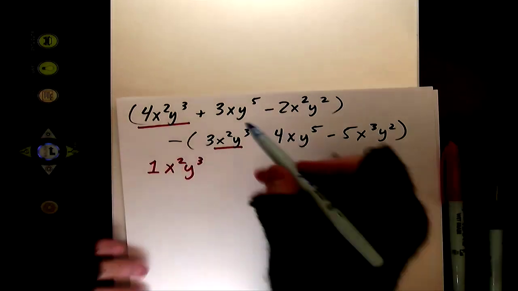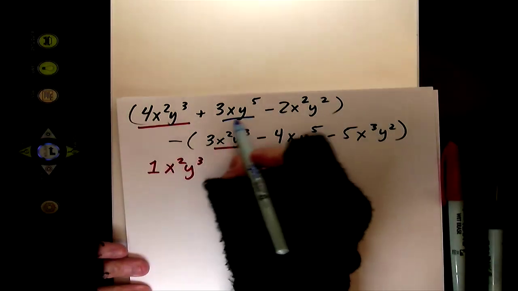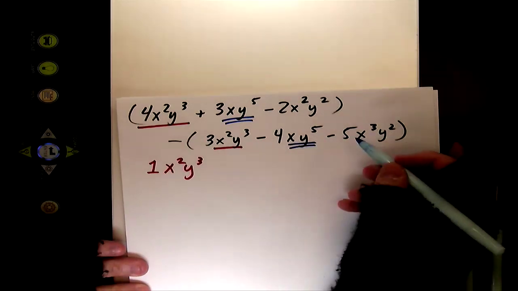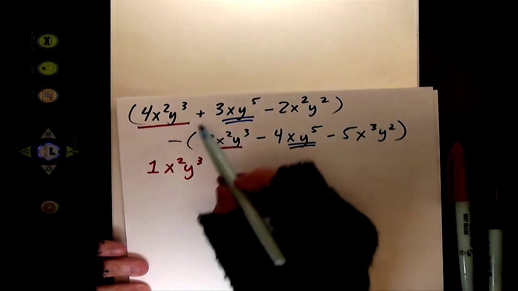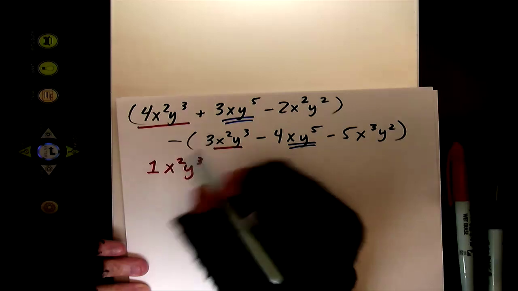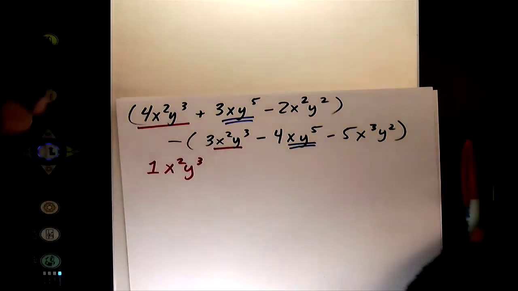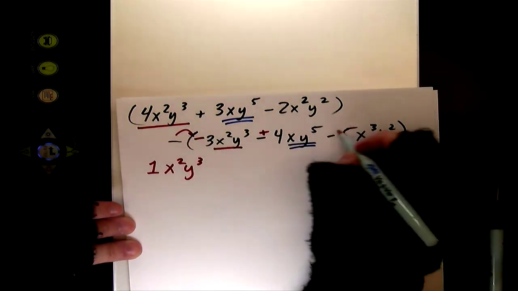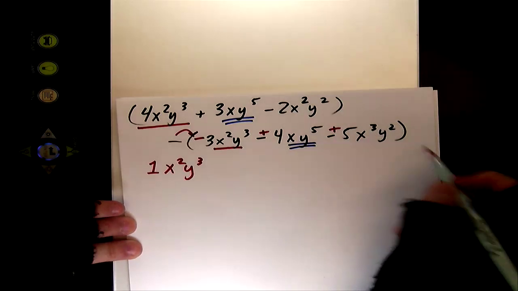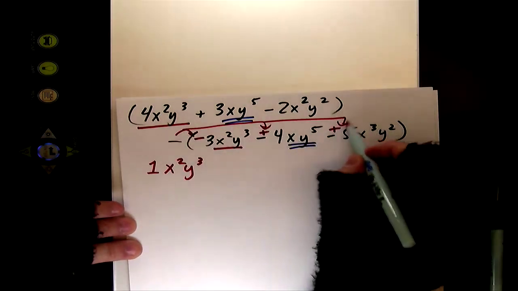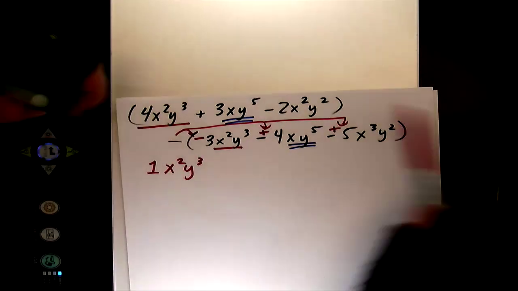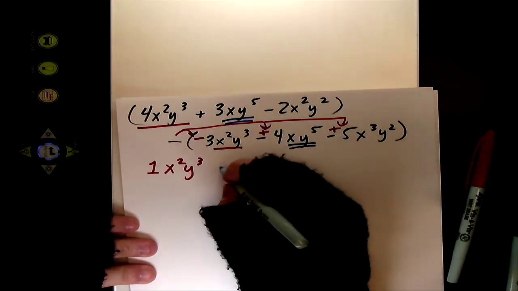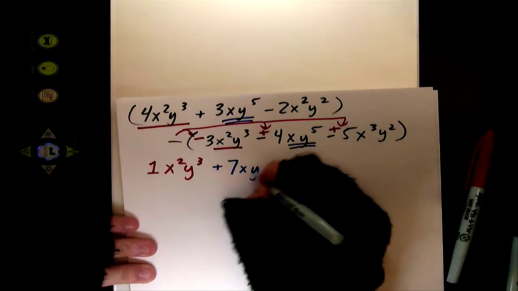Then I'm going to do the next one. I'm looking for an xy to the 5th. I have another xy to the 5th here. And don't forget this negative sign. It might be better to distribute the negative right away by writing over the old symbols with the opposite sign. So here, instead of subtracting negative 4, I'm going to add positive 4. 3 plus 4 is 7. I have plus 7xy to the 5th.